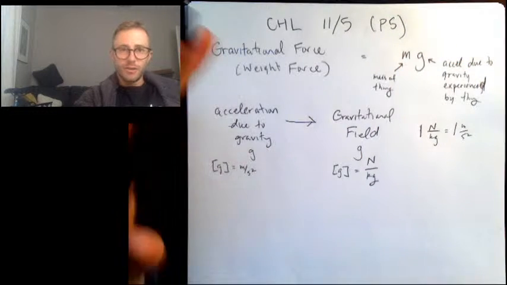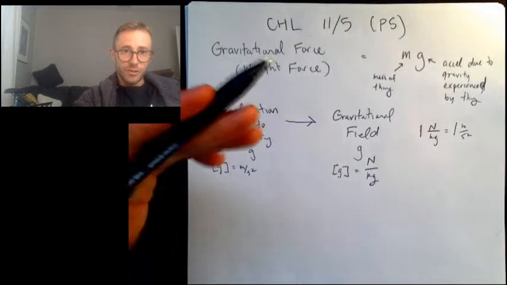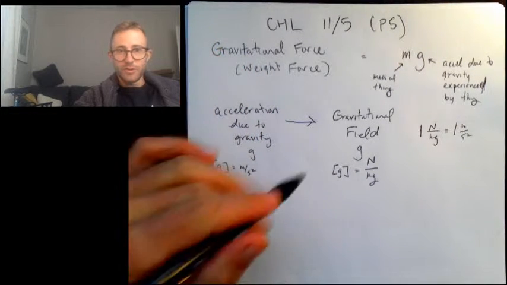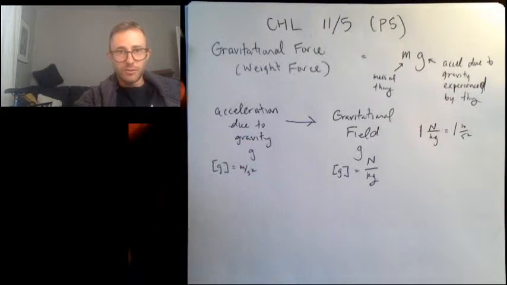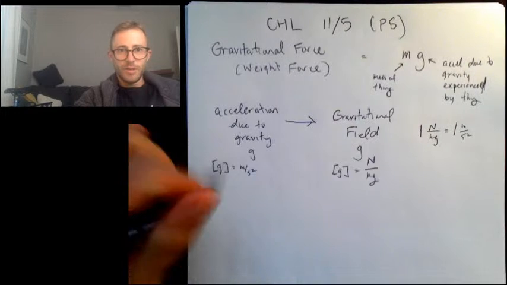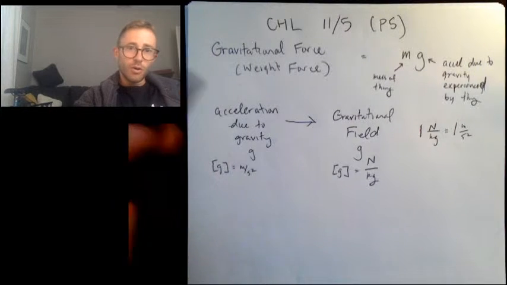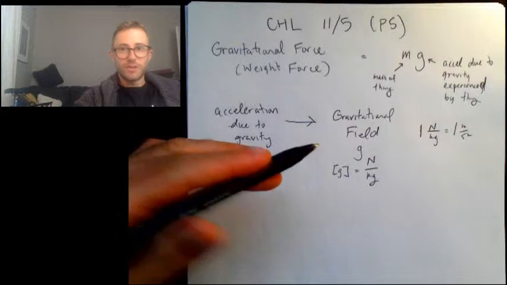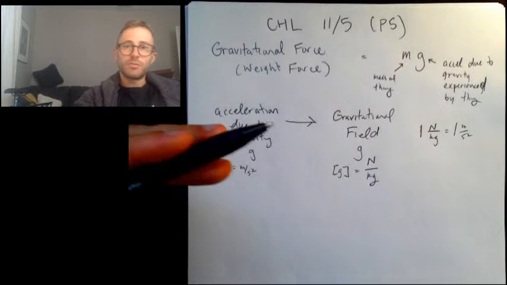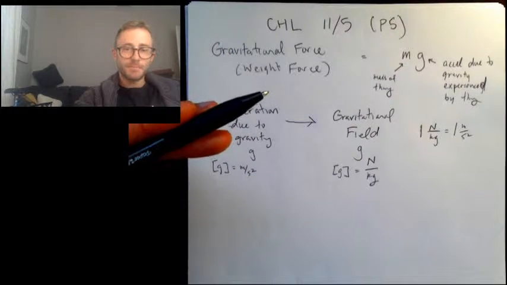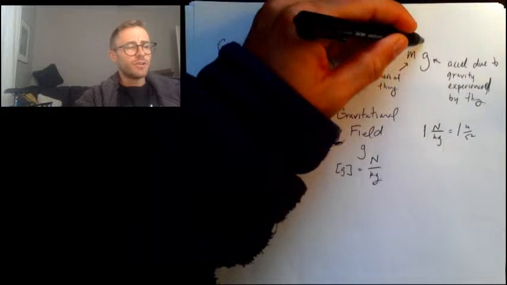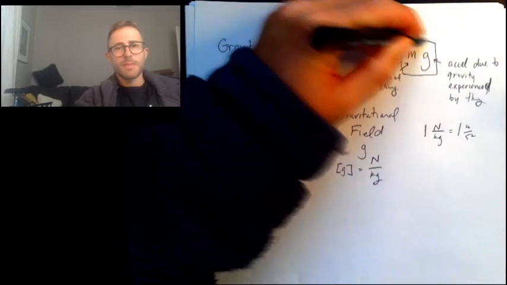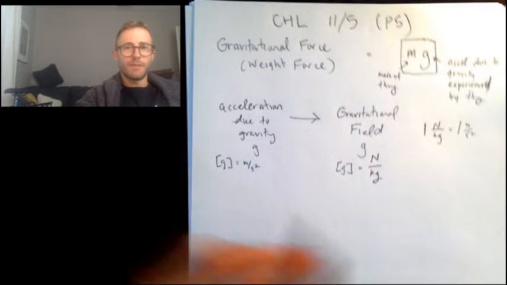So we could say that the acceleration due to gravity near the surface of the Earth is 9.8 meters per second squared. Or we could say the gravitational field near the surface of the Earth is 9.8 newtons per kilogram. Okay? So make sure you know this formula. I think you already do, but make sure you know that.